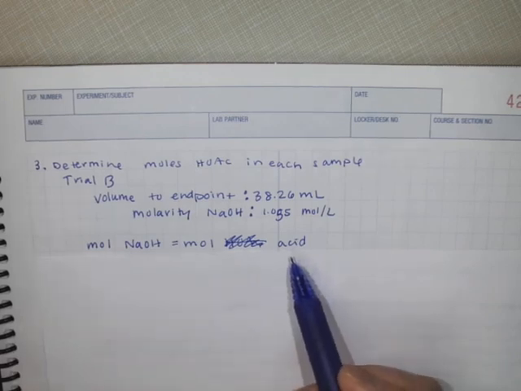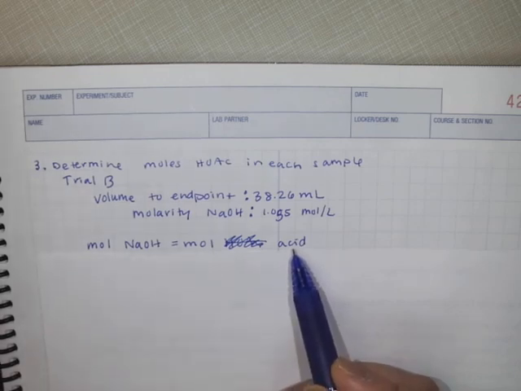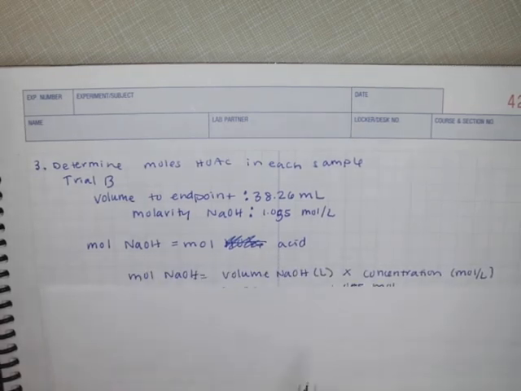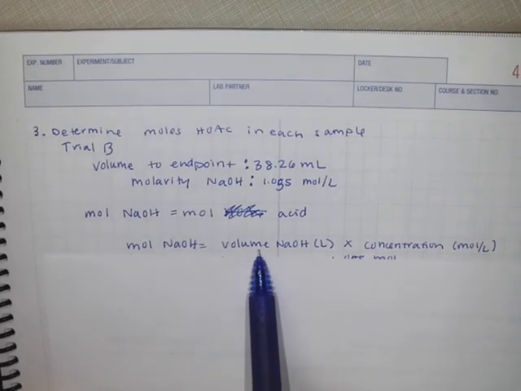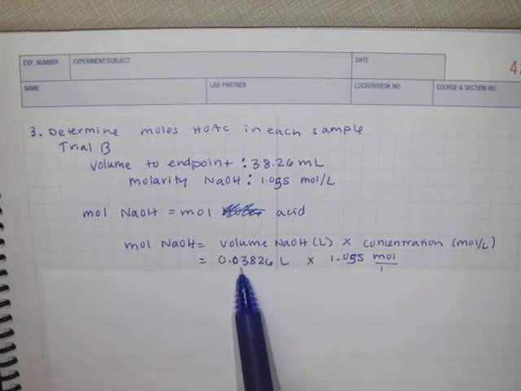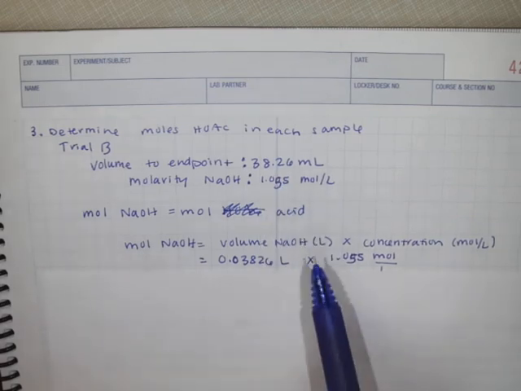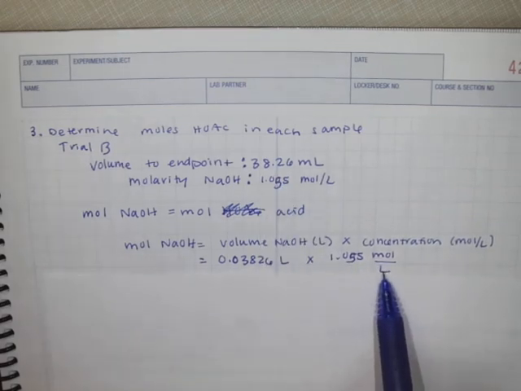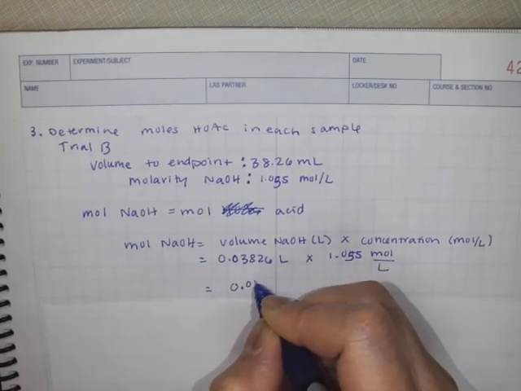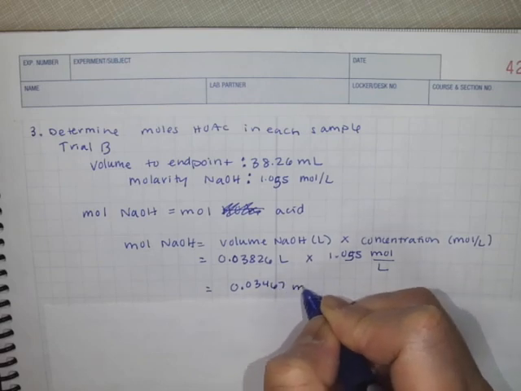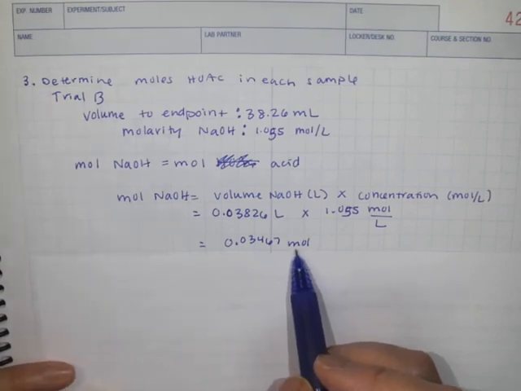So you want to count or factor that in because we added HCl as well. There could be extra HCl around. So this is going to tell you how much acid is present. So the moles of NaOH equals the volume of sodium hydroxide times the concentration, which we've been doing. So 0.03826, and that comes from up here, so whatever your total volumes were, times 1.055 moles per liter. That equals 0.03467 moles. And that's the number of moles of acid that was titrated, not just the moles of acetic acid.